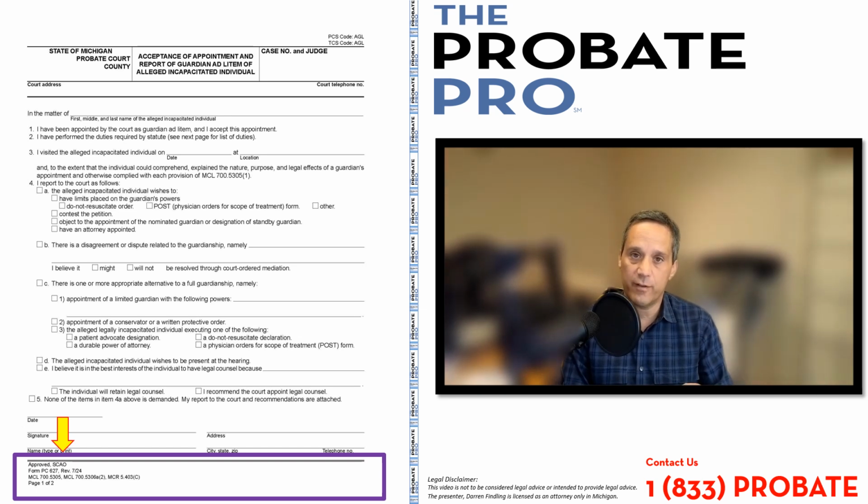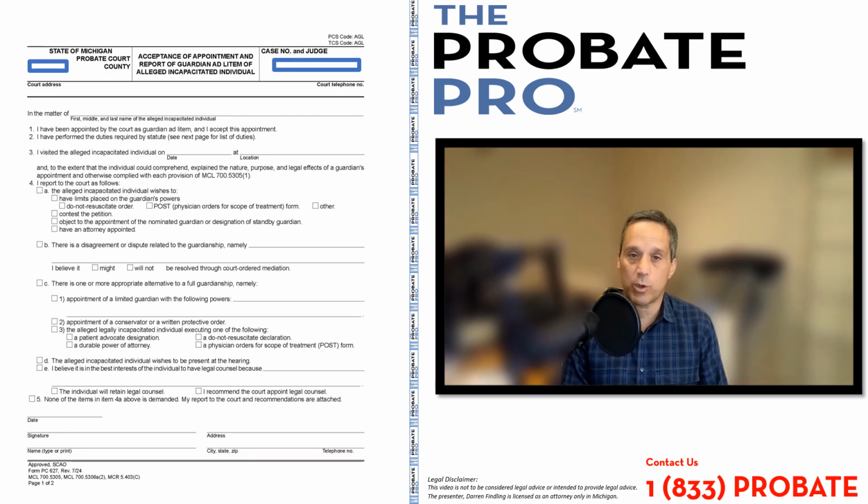This would be the form used to say, I, as guardian ad litem, have accepted the appointment and I'm reporting to the court on the following. Remember, the guardian ad litem is the eyes and ears of the court, allowing the court to get more detailed information, home visit potentially, and other medical related information to fully understand what is before the court when a petition for appointment of guardian has been filed. Let's work our way through the form.